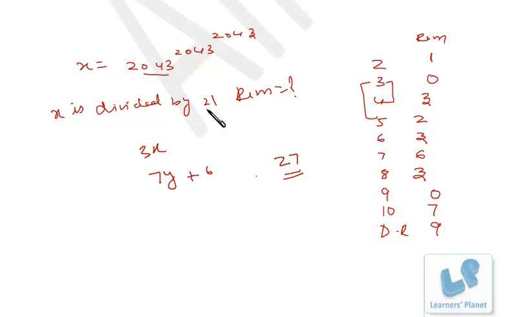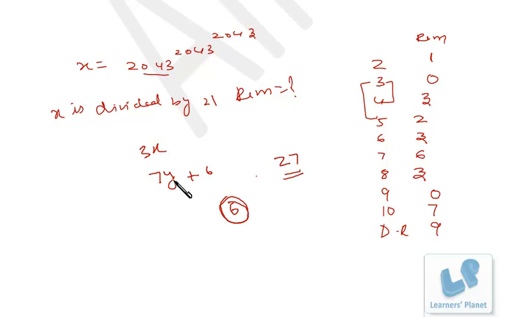But since 27 is bigger than 21, what can we do? We can deduct 6 from it. I'm sorry, 21 from it, right? So 27 minus 21, the remainder is 6. So if this expression is divided by 21, the remainder is 6, right?